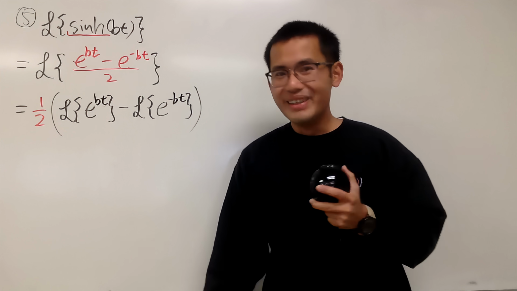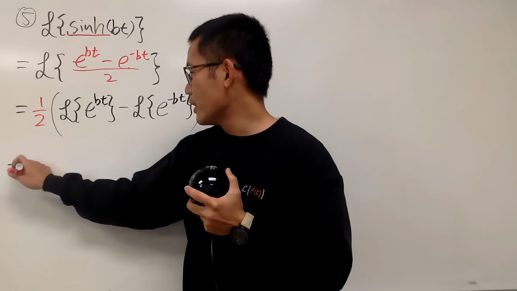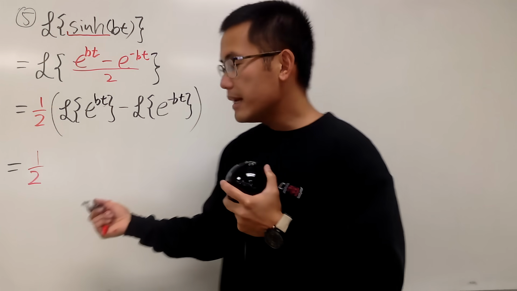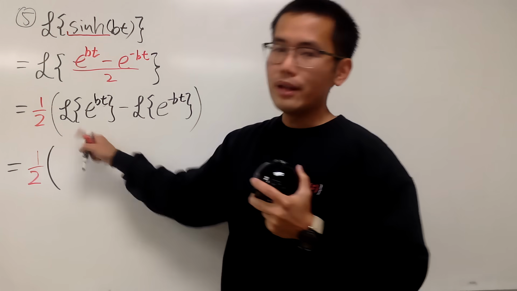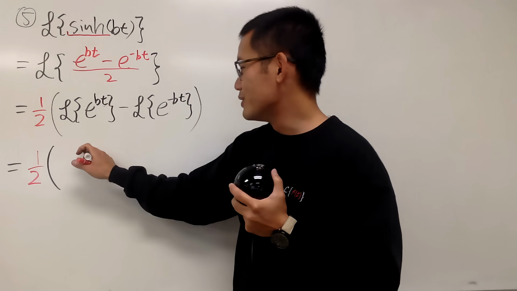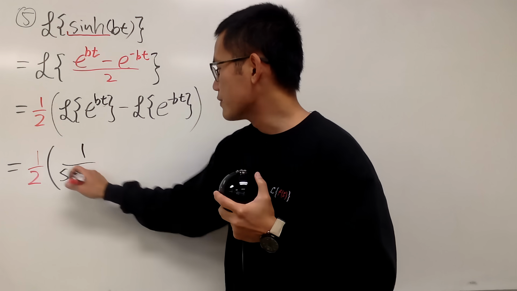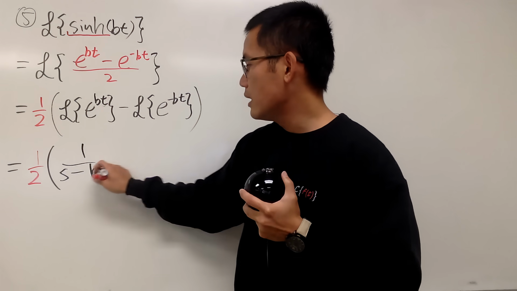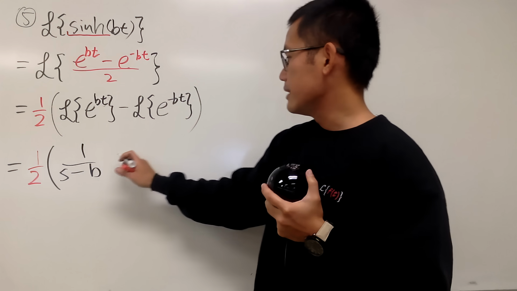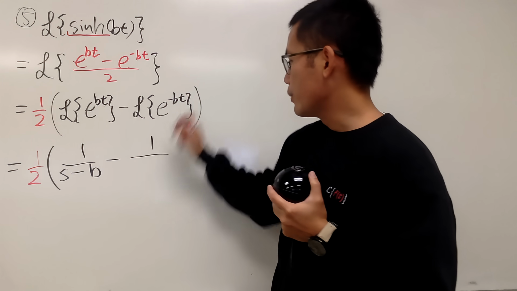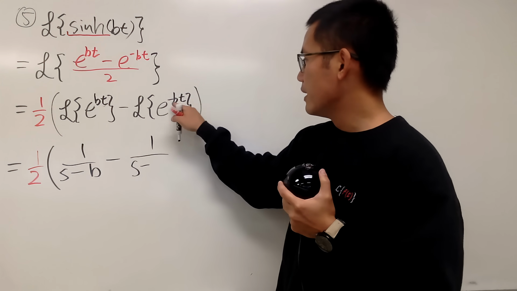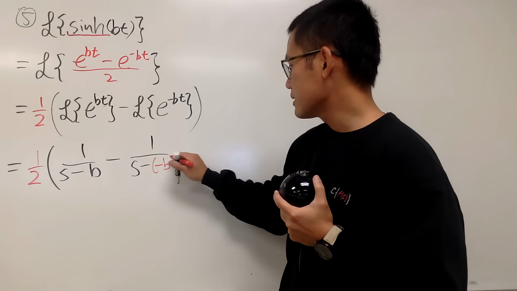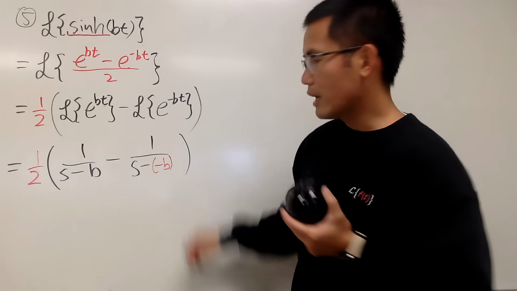Now we can continue. For this right here, of course, the 1/2 is just all the way in the front. For this one, we can recall the formula, which is 1 over s minus b. You just put on b like this, and then minus 1 over s minus, this is negative bt, so we are going to get a plus later on. So this is what we have.